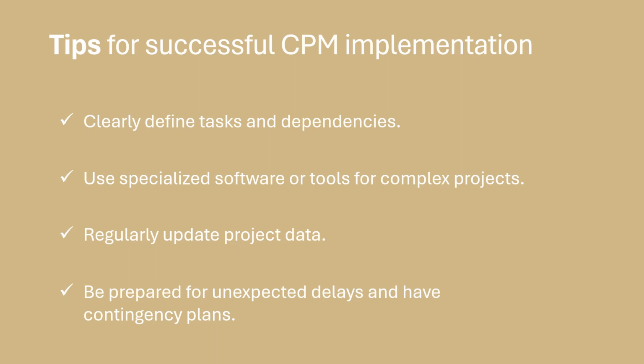Prepare for unexpected delays and contingency plans. Projects often encounter unexpected delays or challenges. To mitigate their impact, develop contingency plans for critical tasks along the critical path. Having backup strategies in place can help you address disruptions promptly and keep your project on track. By following these tips, you'll be better equipped to implement CPM effectively, enabling you to manage and execute your projects with precision and confidence.